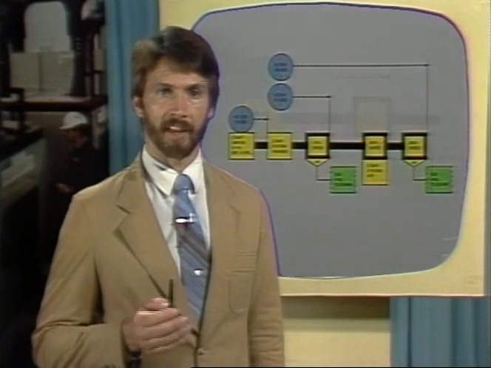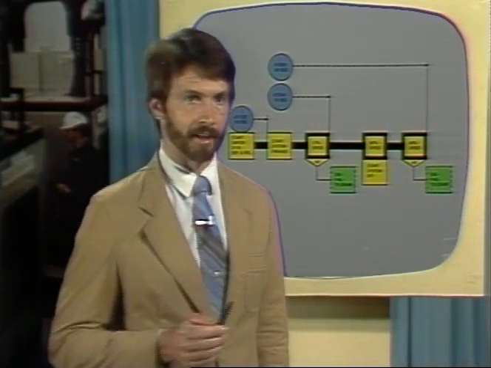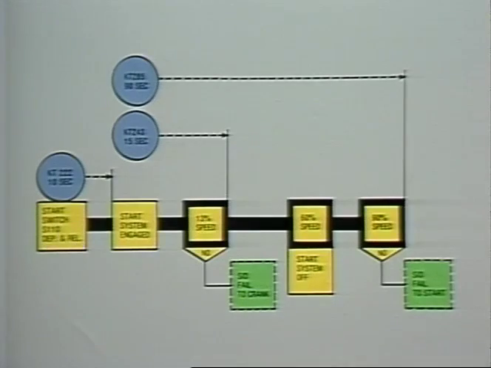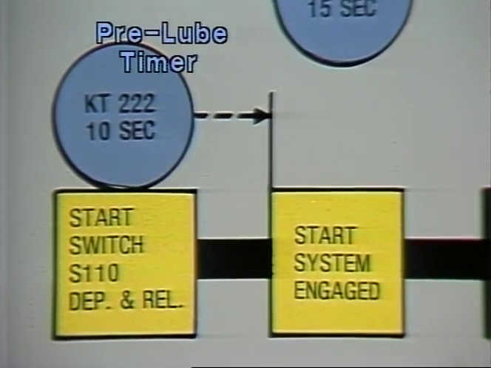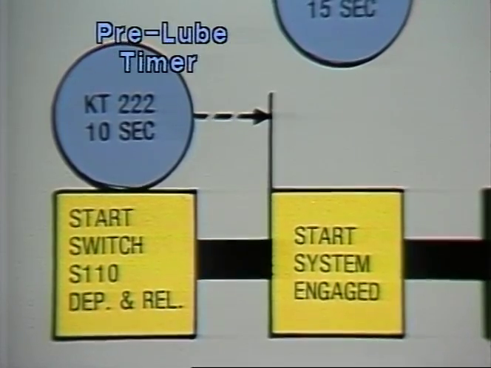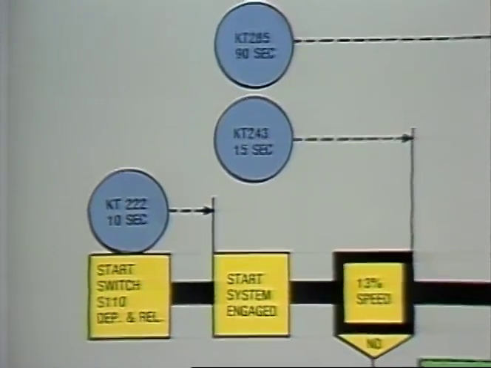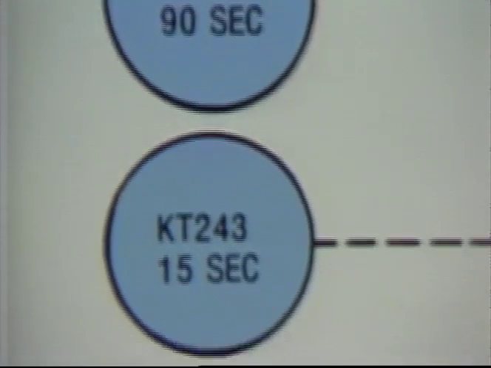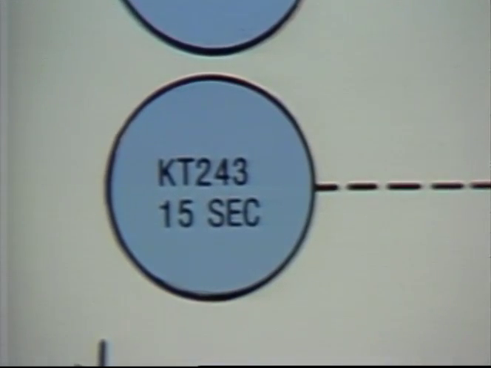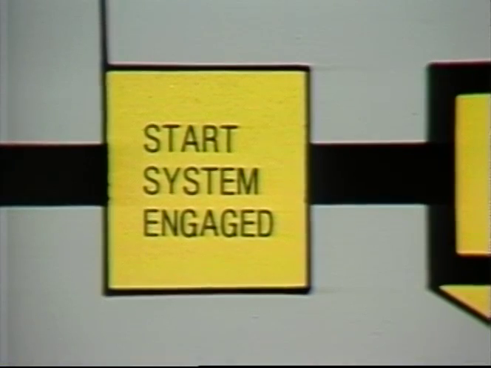Now, let's apply this to the actual start system block diagram. At the moment the start switch is pushed, a 10-second timer is energized to allow for a prelude period. When the timer times out, 3 events will occur. A 90-second start timer will energize, the 15-second crank timer will energize, and the control system will signal the starter to begin cranking the engine.